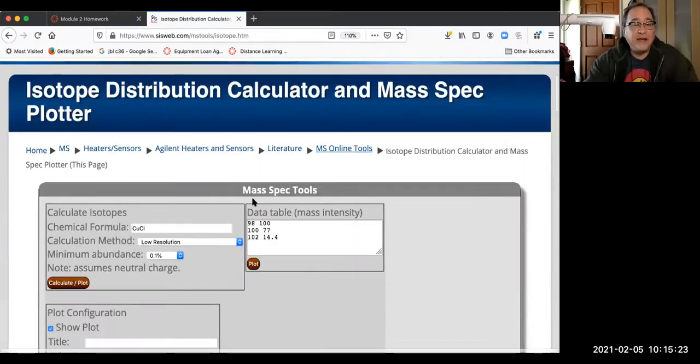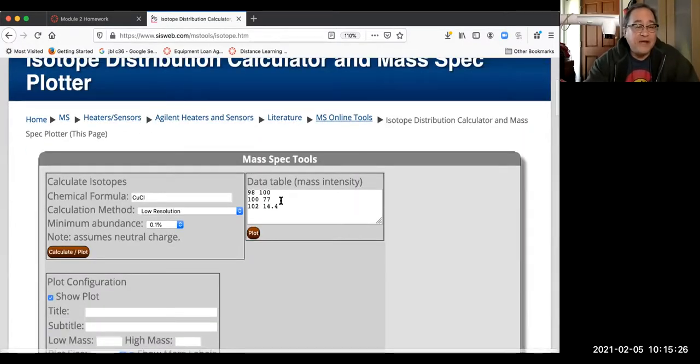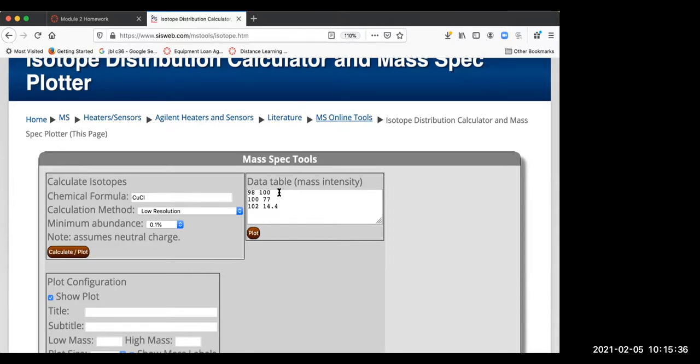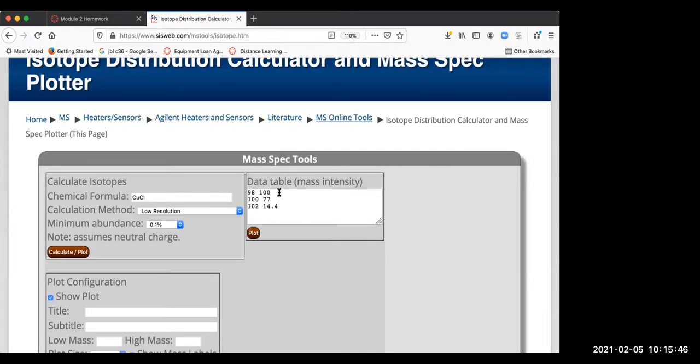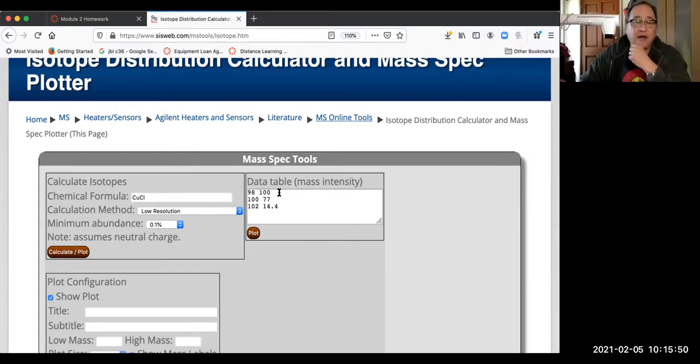And they tell me we get 3 peaks, one at 98, one at 100, one at 102. The 98 is the taller one. The 100 is shorter, and the 102 is shorter yet. And these are real numbers where my numbers are ishes, right? How did my ishes turn out compared to the real numbers? Pretty close.